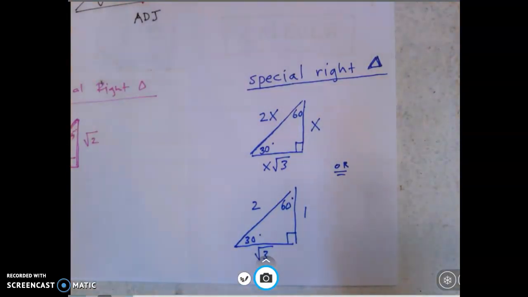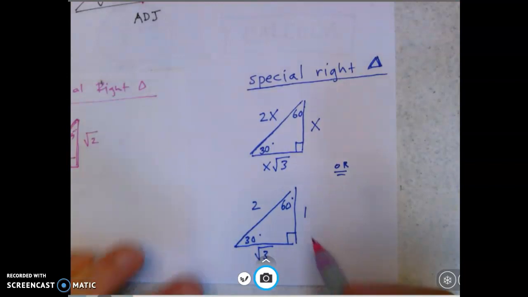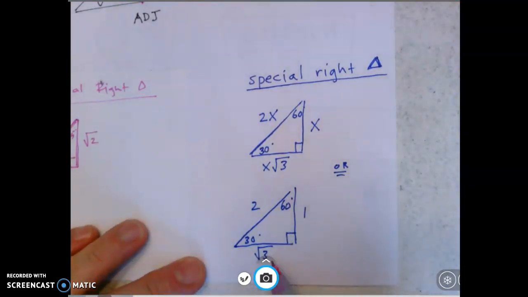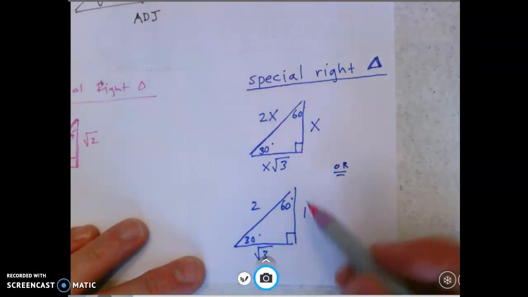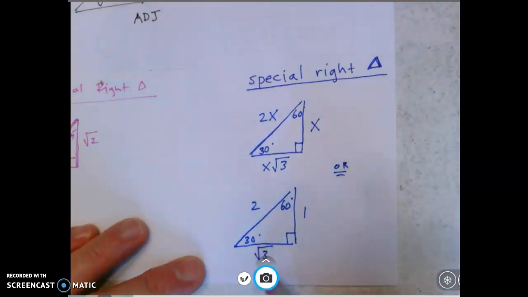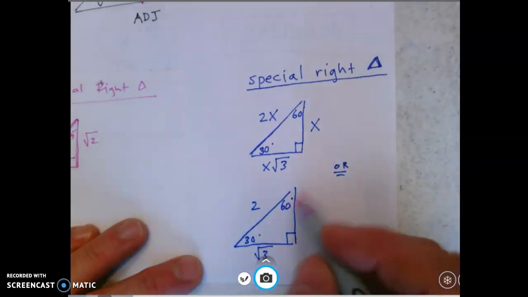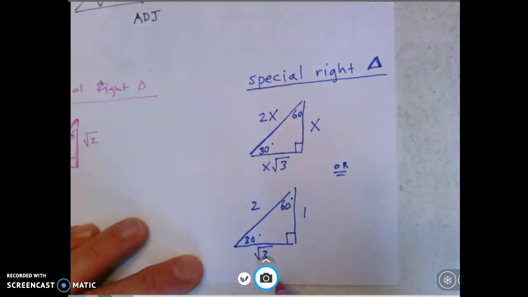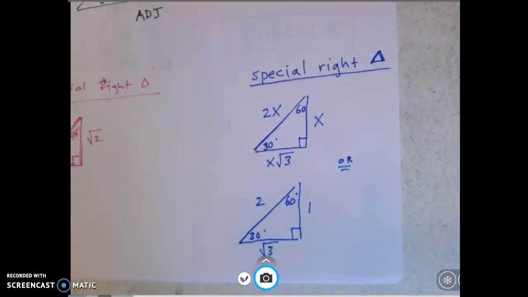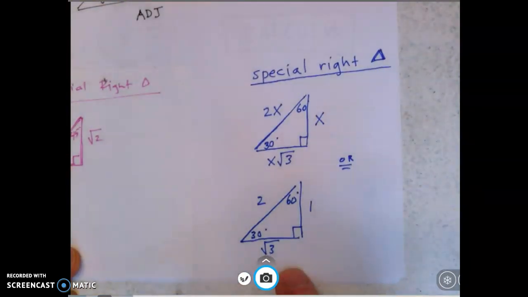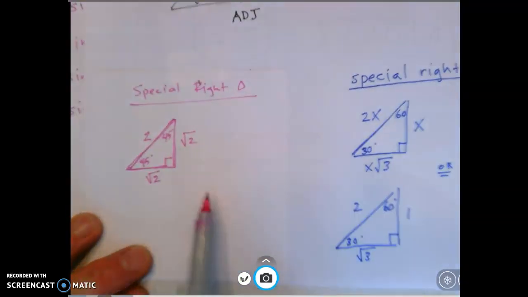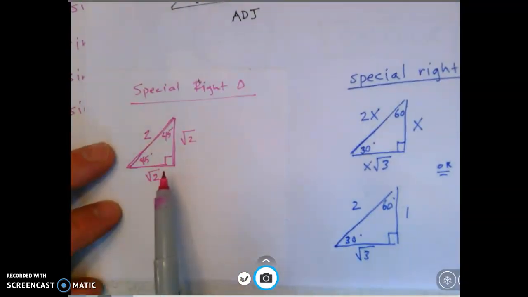All right, so in this case, we're going to think of it as 1, 2, root 3. So I have 1 opposite the 30, root 3 opposite the 60, and 2 opposite the hypotenuse. I will go over this, and I will use this when we get to your exact questions, okay?